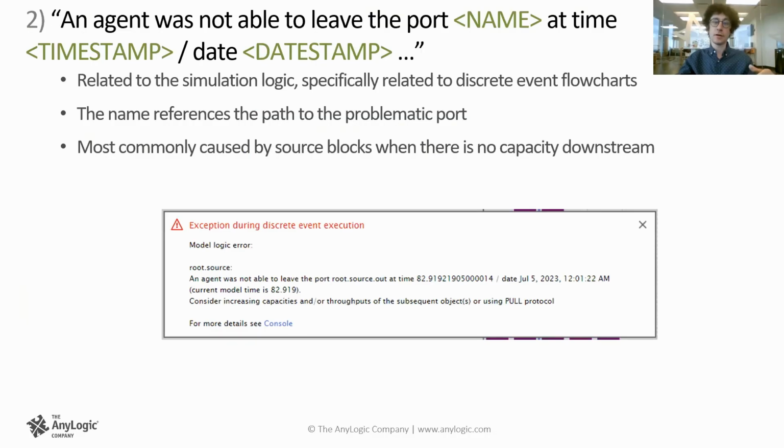This next runtime error is one that a lot of beginner modelers will see and be very intimidated by. It's another simulation logic related error, again related to flowcharts, and it happens commonly with source blocks, which use the push protocol. When an agent tries to leave that block and cannot due to downstream blocks reaching capacity, there'll be a logical error. And this is actually a good thing within your model.